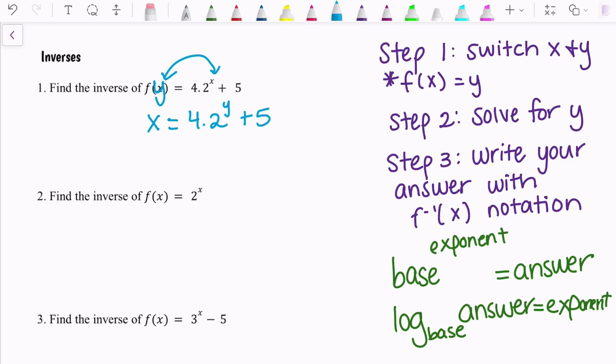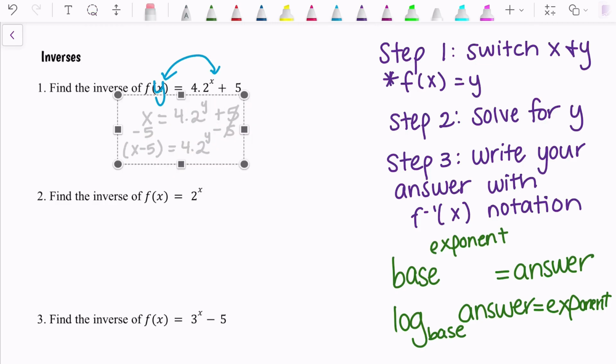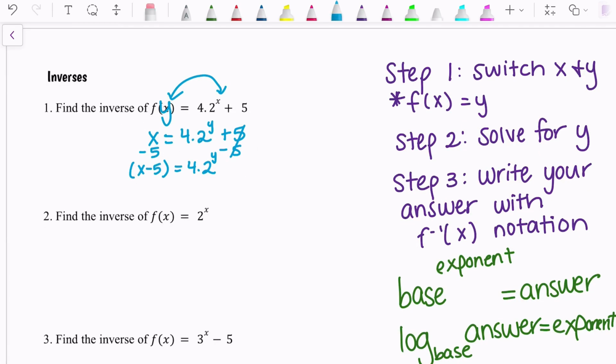Now I want to get y by itself, so I'm going to take away 5. I'm going to put this in parentheses so that I can tell that it goes together. I need to get the base to the exponent raised by itself. And now that I have the base raised to the exponent by itself, I am going to switch forms, because the only way to get a variable out of the exponent is to change form. So let me shrink this. And I have that log base 4.2 of x minus 5 is equal to y.